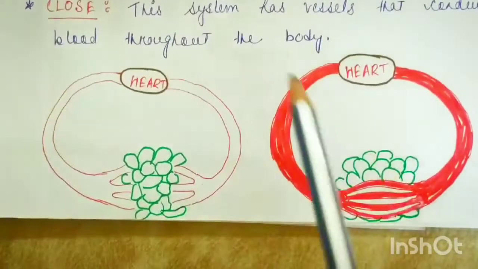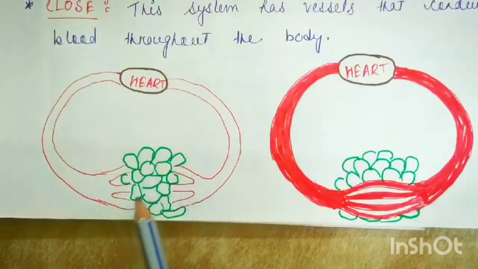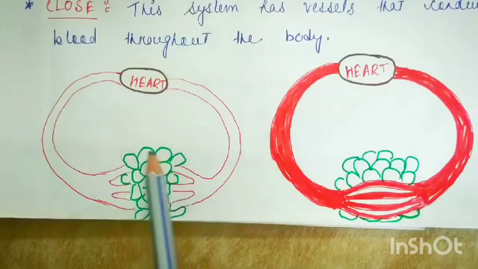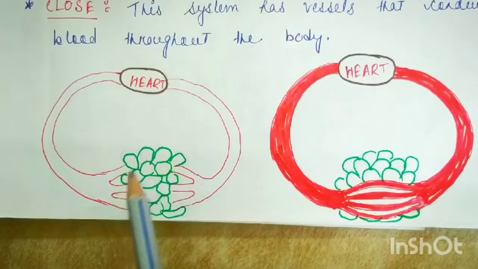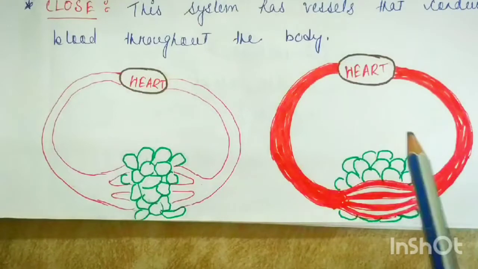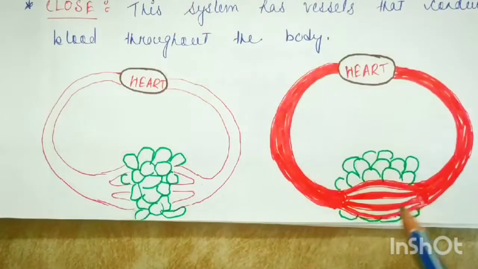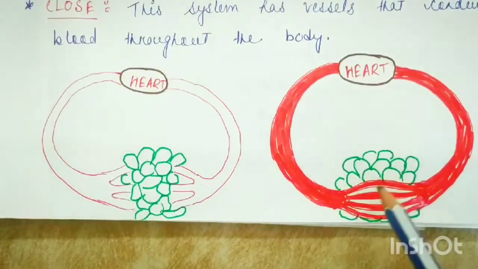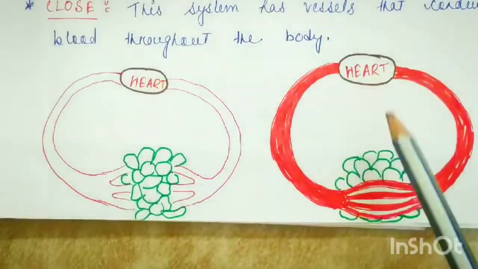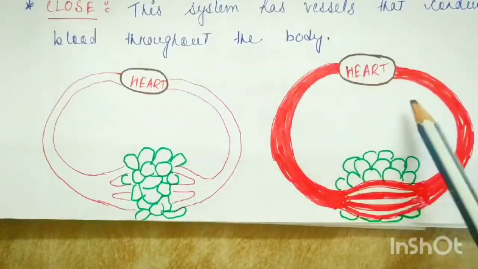So look, this is the diagram. This is the heart, and this is the open type. Open type means, look, these are the cells, these green ones are the cells. So there are no specific blood vessels for conduction of the blood. This is just a cavity. With the help of the cavity the blood is conducted. And this is the closed type, and look, these are the specific vessels. In this type, the system has specific vessels which carry blood to different specific organs. It means in open type, blood flows with the help of a cavity, whereas in closed type blood is conducted through vessels.